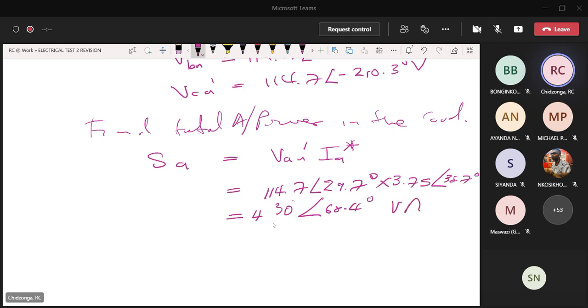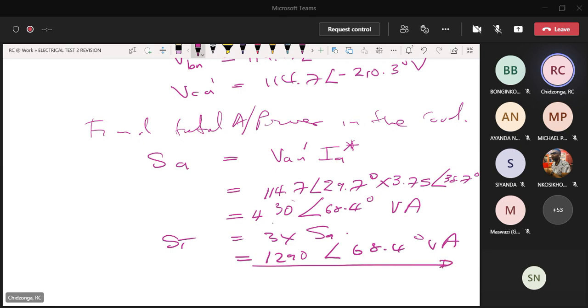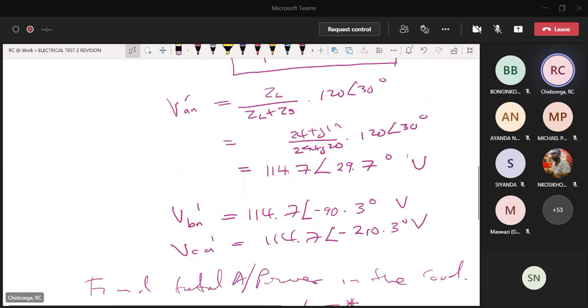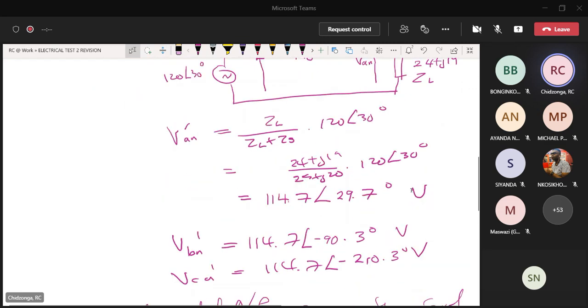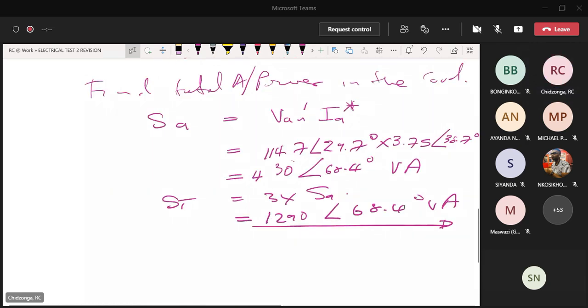This is volt ampere, but this is only in one phase. So the total would be 3 times SA, because this is happening in all the phases. So the total in all the phases is going to be times 3, which is 1290. The angle doesn't change, it will be 68.4 volt ampere. That is the total power used, you see. I've just calculated the normal way for the single phase equivalent and then multiplied by 3 to get the total.